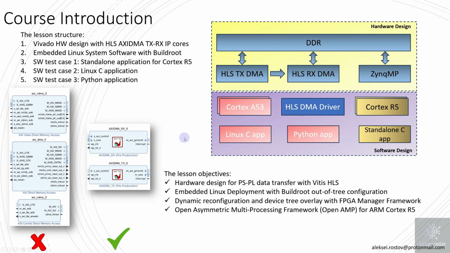Then OpenAMP, the Open Asymmetric Multiprocessing framework. It's test case number 1, an example where I will run a standalone C application in interrupt mode on Cortex R5 by using Linux. From Linux, it's quite a good example.